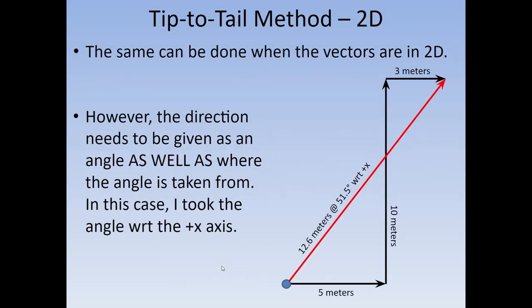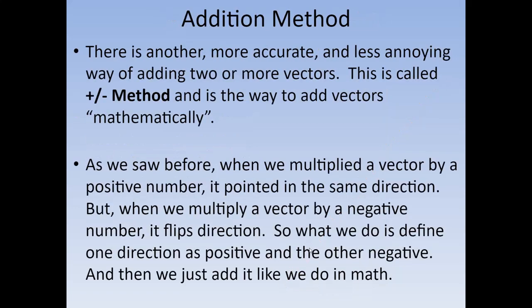I can also do it in 2 dimensions. This actually makes it really easy. You just draw the arrows, you draw a line going from start to finish, and then you measure the line with a ruler and use your scale to figure out what it is in meters. You can also use this to figure out the angle at which it's working. So, you know, keep that in mind.